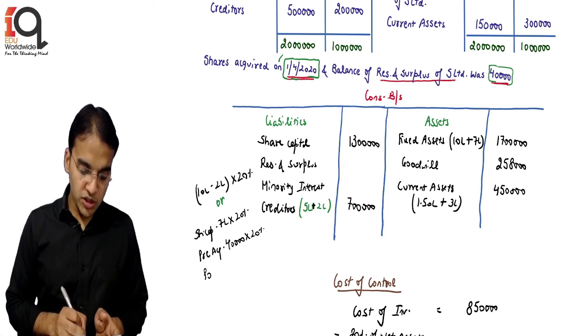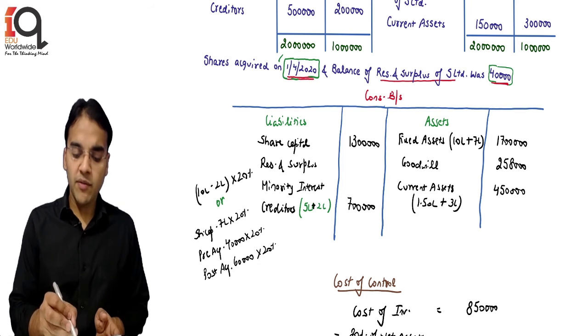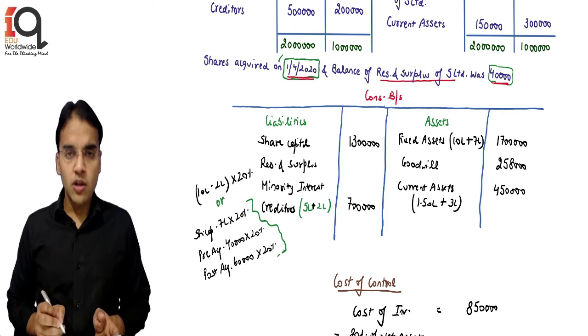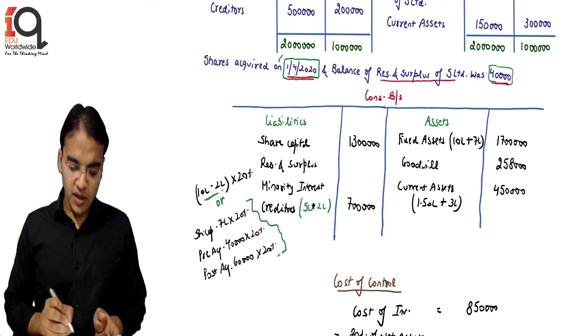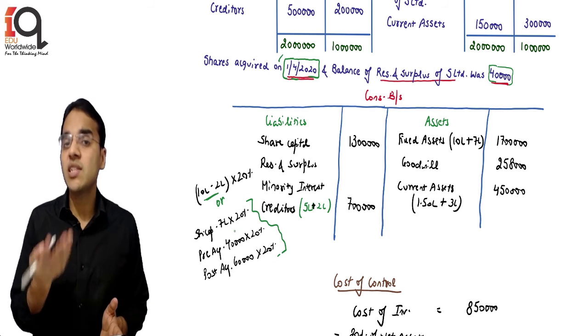and post-acquisition profits 60,000 into 20%. You can simply say, sir, total profits. Can we do total profits? Yes, it is the one and the same thing. That is not a problem at all. This is 8 lakh. This is also 7 lakh plus 40,000 plus 60,000 into 20%. That is one and the same thing.